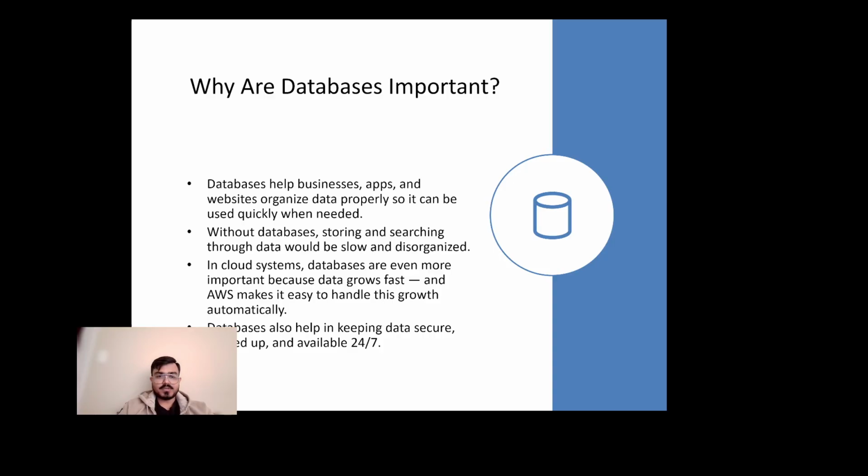Why is a database important? Databases are super important because they help us organize information properly. Without a database, we would have messy data that is hard to search or manage. Think about your phone. If all contacts were in a text file, finding one number would take forever, but in a database, it's fast and easy. In the cloud, databases are even more useful because data grows quickly and AWS helps handle that growth automatically. It also keeps data safe, backed up, and always available 24 by 7.